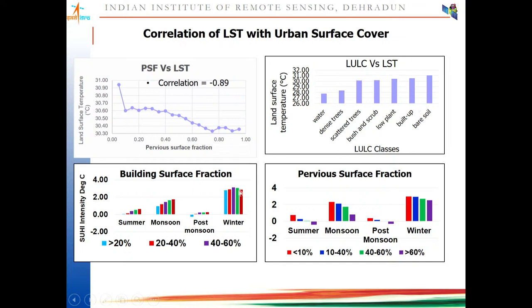Here we can see the building surface fraction also. This shows that as your building surface fraction increases, especially in summer monsoon, your temperature increases.